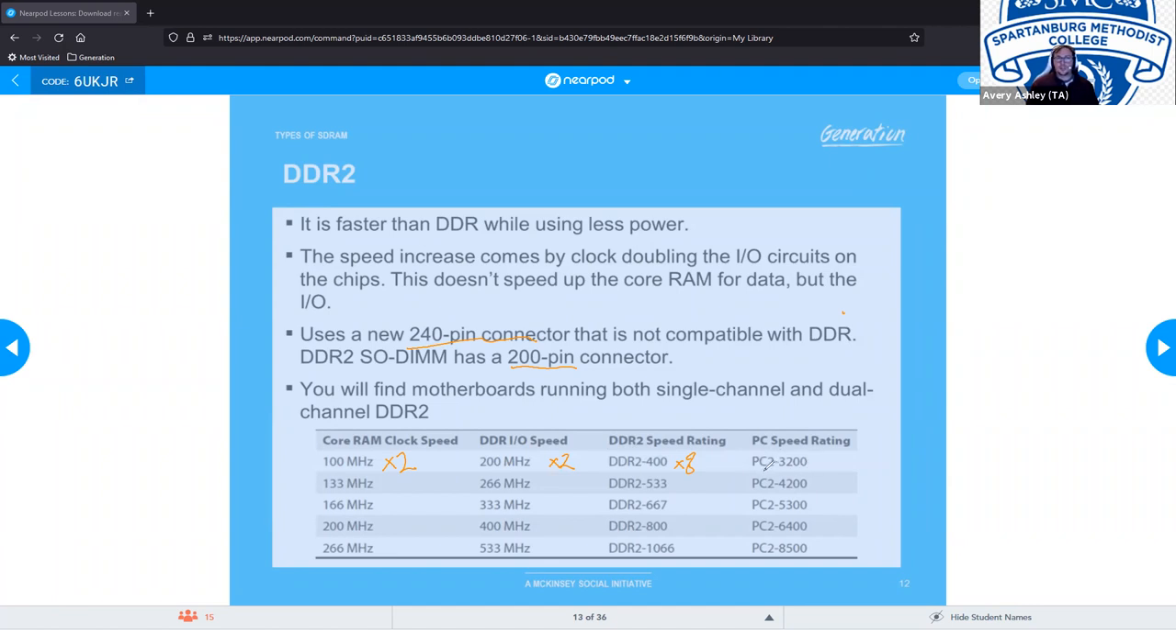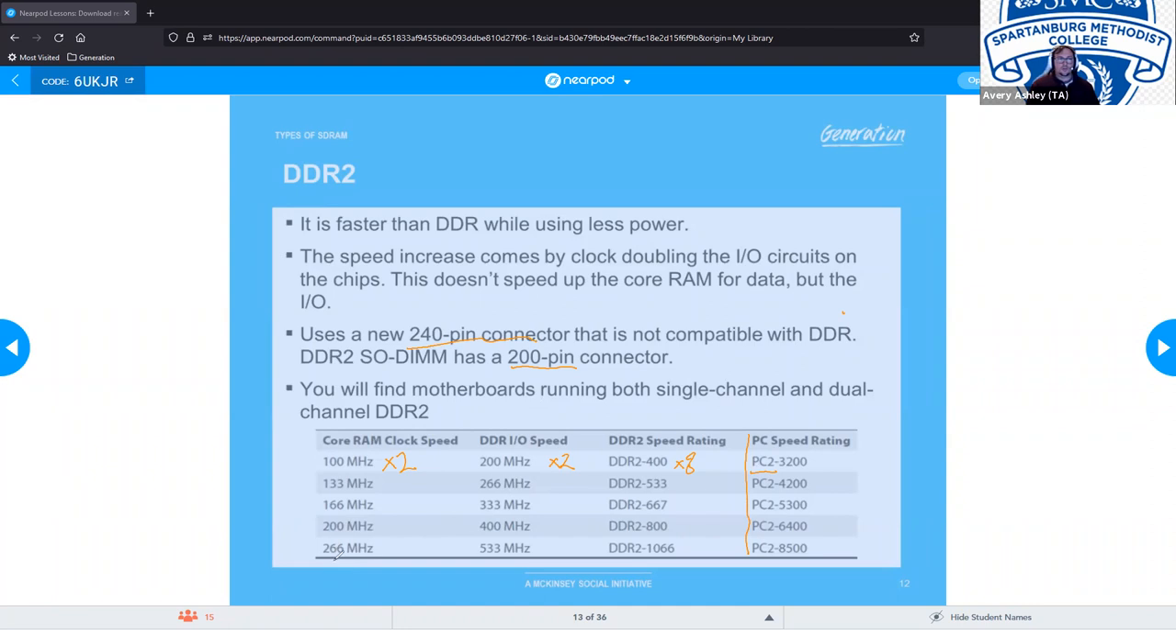And you will notice that it'll say PC2-3200. So if all you see is PC2-3200, you know that it's going to be DDR2 because it'll have that 2 there. If it's DDR1, it'll just say PC. If it's DDR3, it'll say PC3, DDR4, PC4. Makes sense.